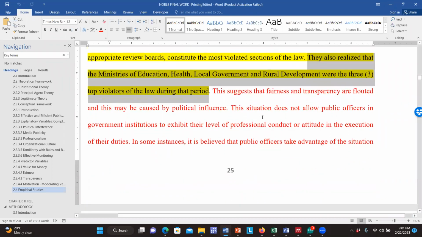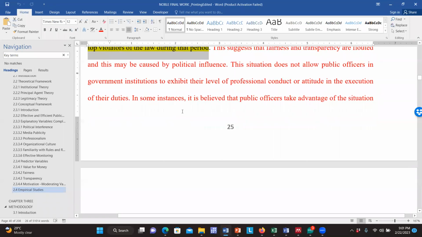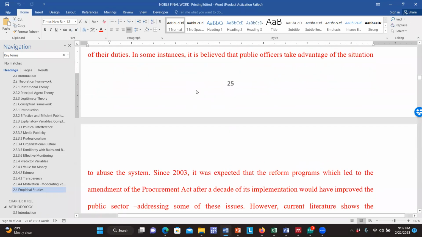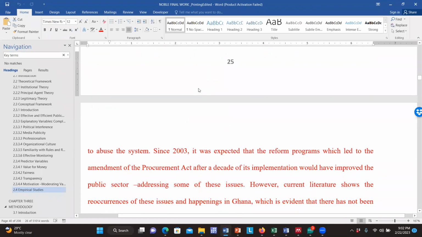Now look at what this guy said. He said this suggests that fairness and transparency are flouted, and this may be caused by political interference. The situation does not allow public officers in government institutions to exhibit their level of professional conduct or attitude in execution of their duties. In some cases, in some instances, and I love that, this guy is demonstrating the fact that the subject matter he's dealing with, he has read, and he understands the issues. So he said in some instances, it is believed, look at the choice of words, it's believed that public officers take advantage of the situation to abuse the system.